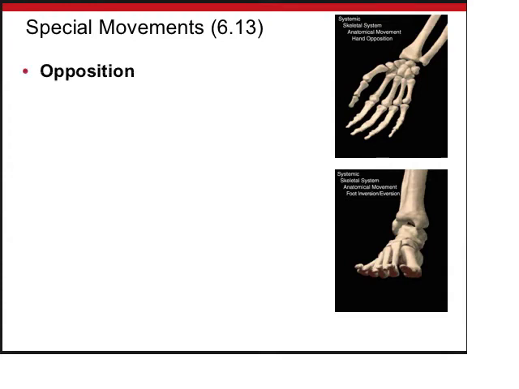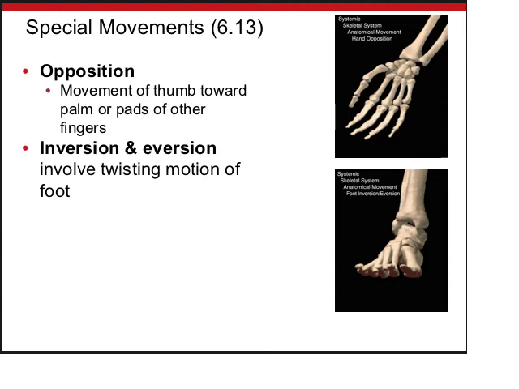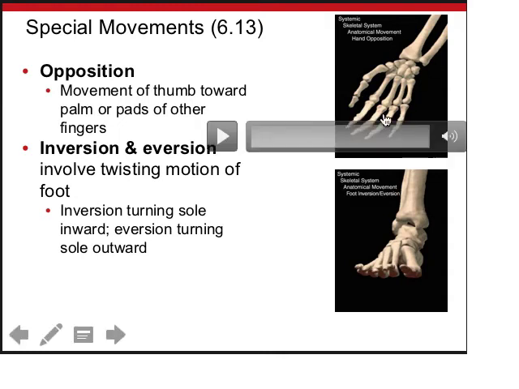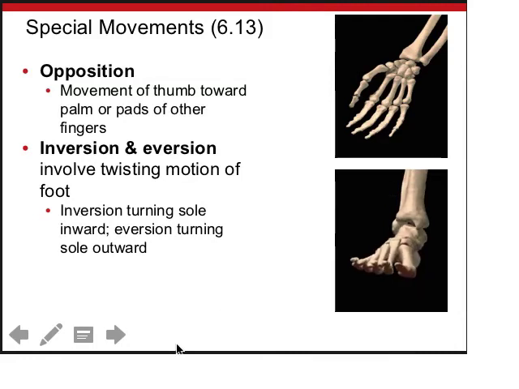Opposition is a special movement. This is where the thumb can be brought into contact with the tips of any of the four remaining fingers, while inversion and eversion involve twisting of the foot. Inversion is turning the sole inward, eversion being turning the sole outward. So let's take a look at first opposition. Okay, so there's opposition, and here is inversion and eversion. It's eversion, that's inversion.